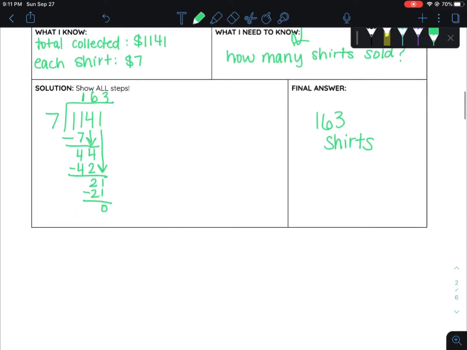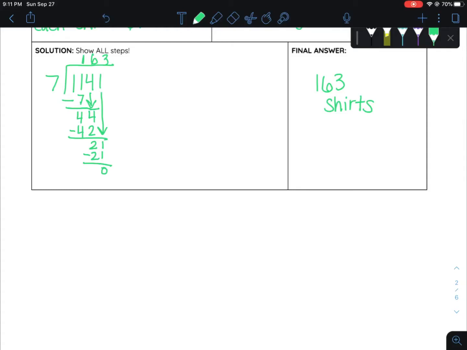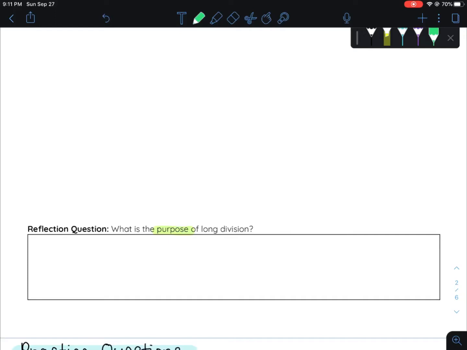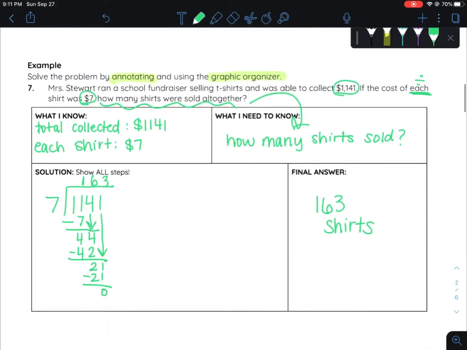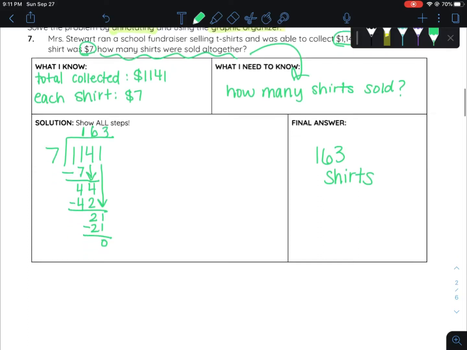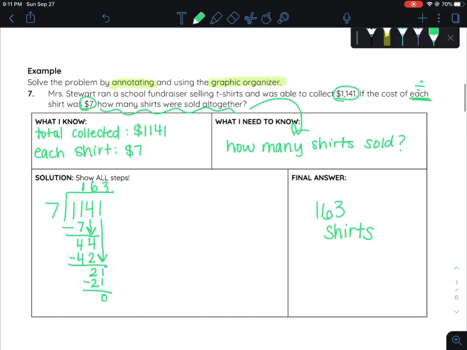Okay? If you are having any trouble with the long division steps, I recommend getting a multiplication chart out. It'll definitely help you to see those numbers you're going to need on the top. Okay? And last up, we're just going to have our reflection question, which is, what is the purpose of long division? So you can kind of see in this problem that we just did that we were trying to find a missing number. So try to see if you can reflect on this word problem and others that you've done, why we use long division to solve problems.